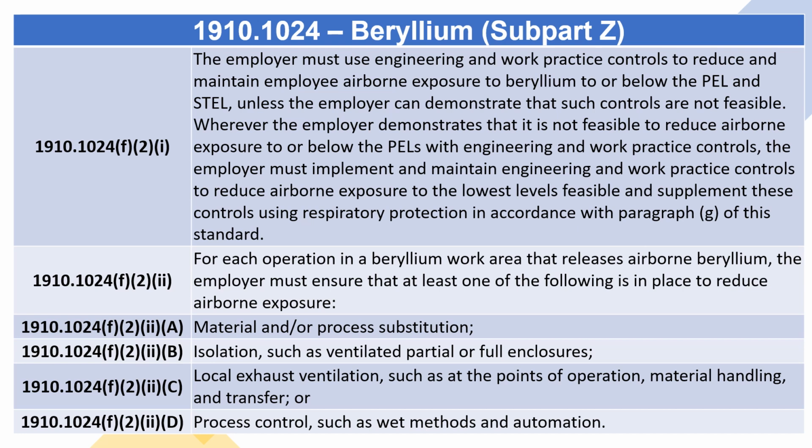1910.1024(f)(2)(ii) For each operation in a beryllium work area that releases airborne beryllium, the employer must ensure that at least one of the following is in place to reduce airborne exposure. 1910.1024(f)(2)(ii)(A) through (D): Material and/or process substitution. Isolation, such as ventilated partial or full enclosures. Local exhaust ventilation, such as at the points of operation, material handling, and transfer. Or process control, such as wet methods and automation.